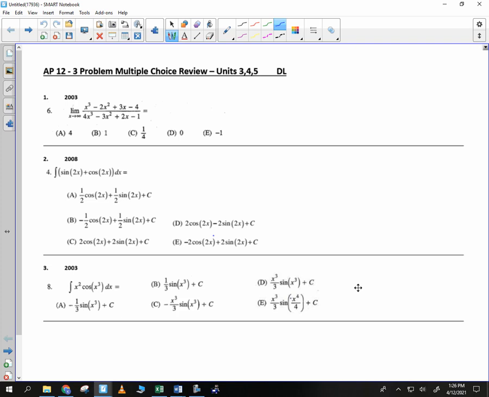In this one, the limit is x goes to infinity. If you factor out an x cubed, you are going to come up with, if you just divide the top two terms, you can see you get a fourth.